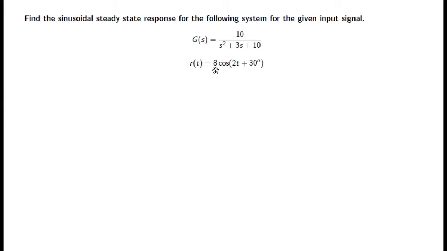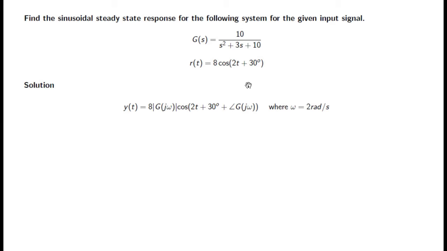So clearly, if you look at the input, the input amplitude is 8, magnitude is 8, and its frequency is 2. So this term can be compared to cos omega t or sin omega t. So omega is equal to 2, and it is having an initial phase of 30 degrees. Okay, so that is the input. Let us find out the solution.